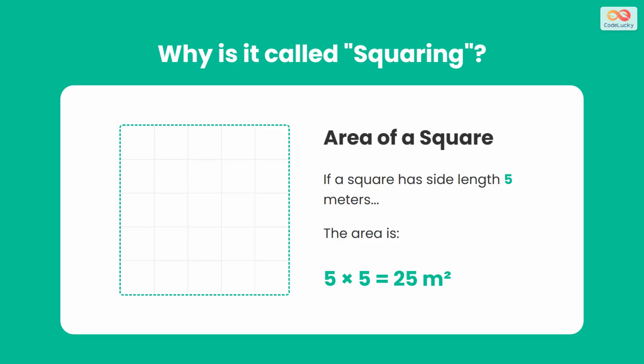Why do we call it squaring? It relates directly to finding the area of a square. If a room is a square with side lengths of 5 meters, you multiply 5 by 5 to find the total floor space, which is 25 square meters.